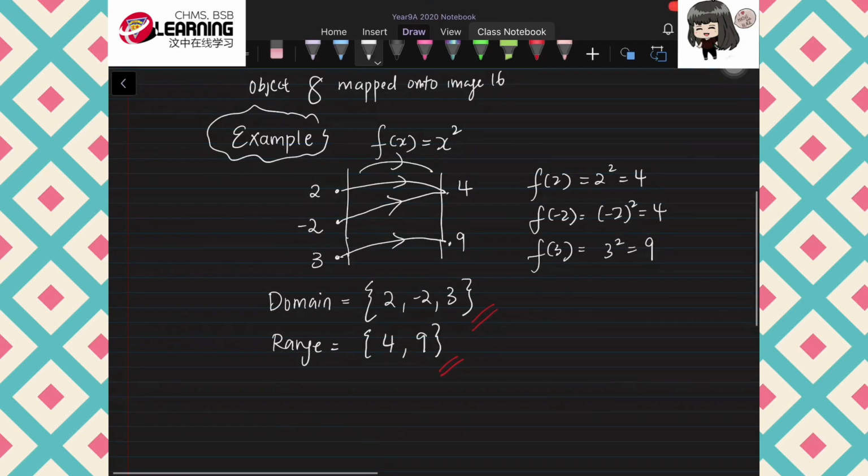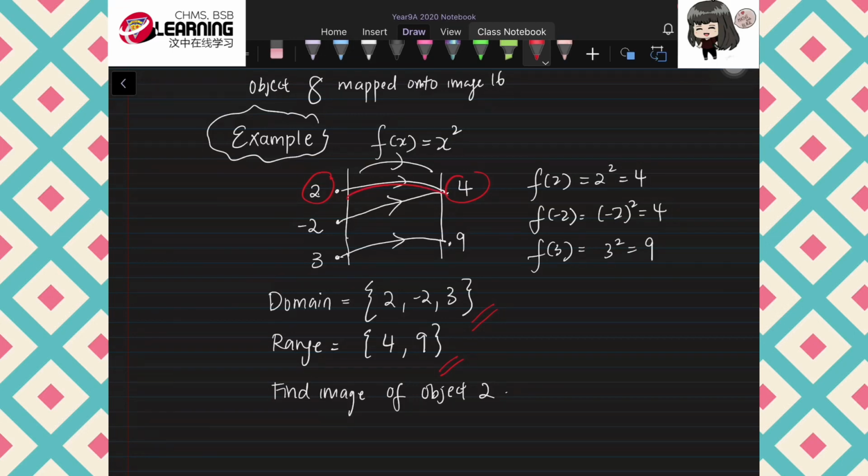Okay, and if the question says, find the image of object 2, so if your object is 2, your image is 4. So the answer is 4.